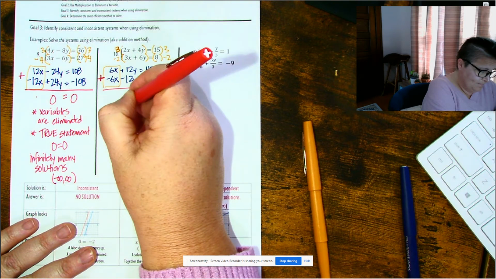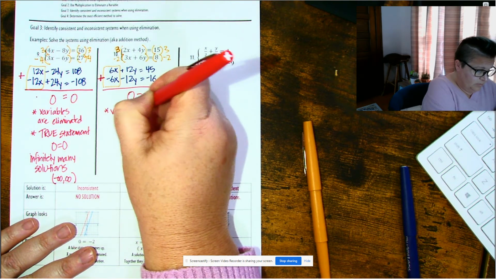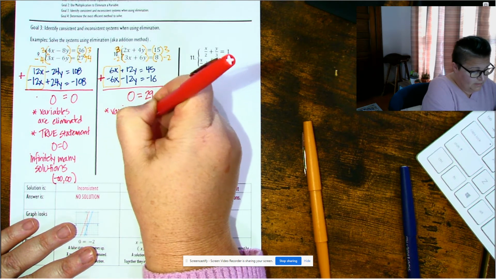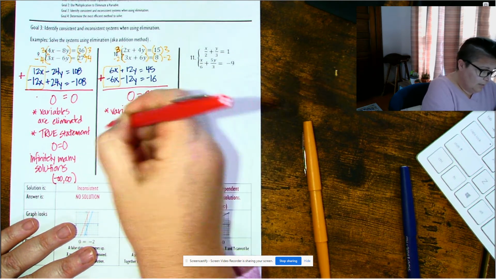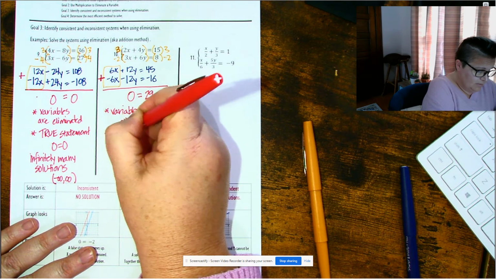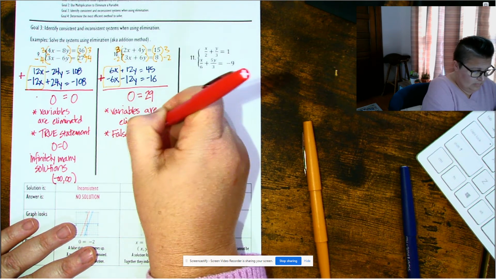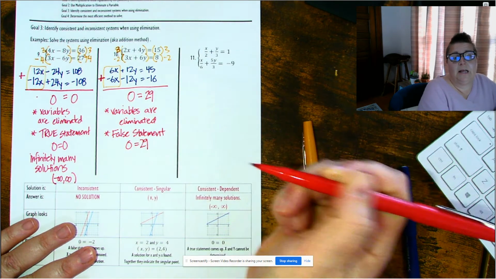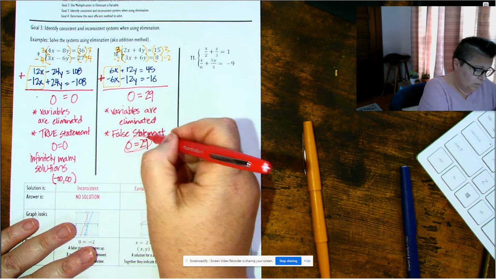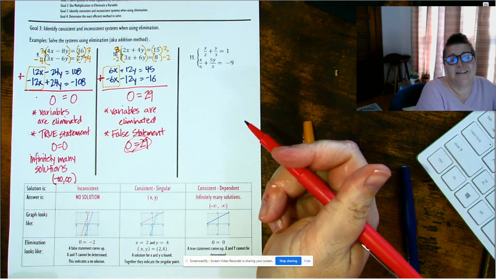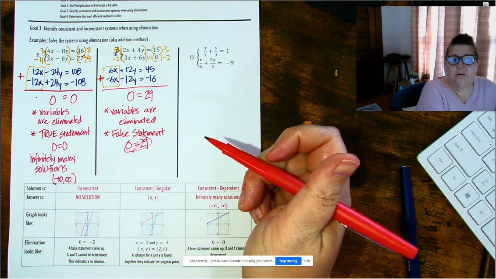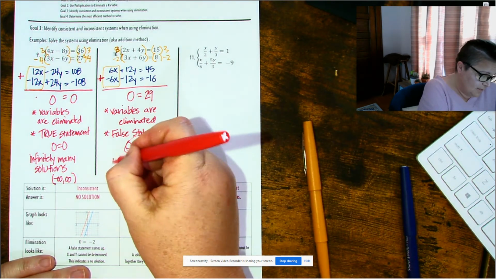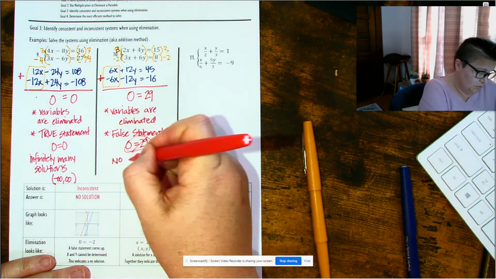Once again, all variables were eliminated. But this one is different because I have a false statement. In this case, I have 0 is equal to 29. That is not true. 0 does not equal 29. What does that mean? Well, if all your variables are eliminated and you end up with a false statement, this is what it looks like to get a no solution.